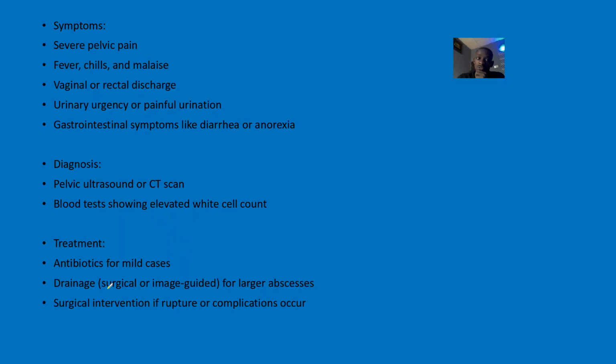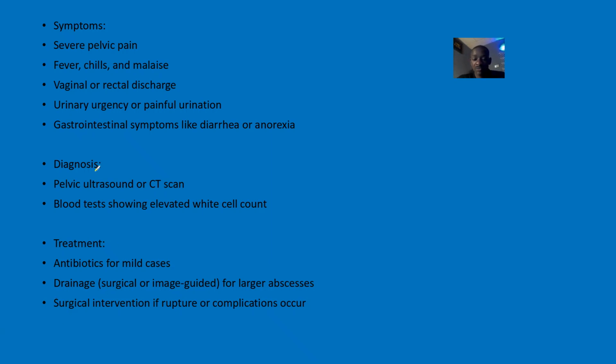Alright, so symptoms is you're having a lot of pain, pelvic pain, fever, chills, and malaise. There's discharge in the vagina or the rectum, urinary urgency or painful urination. There's sometimes diarrhea and the person doesn't want to eat.